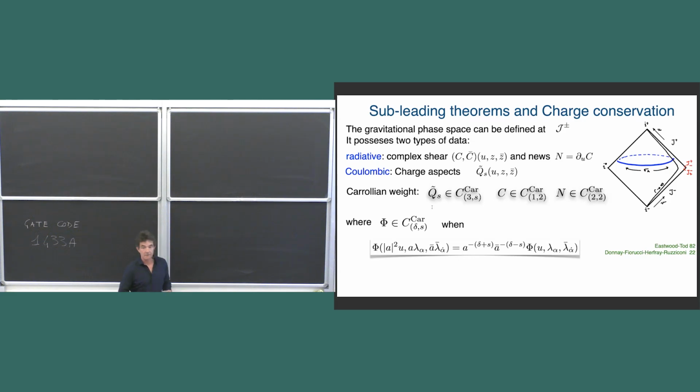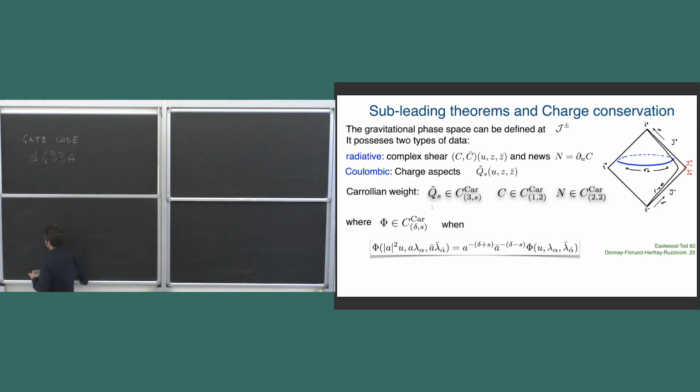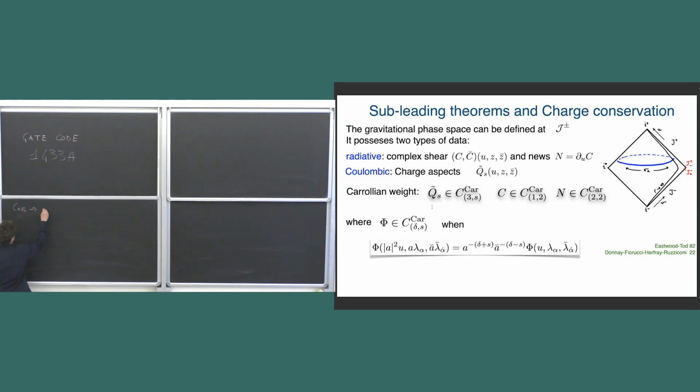Which is a pair of, a complex shear. I mean, usually the shear is viewed as a tensor, right? But then you can view it, if you contract with C_{zz} and C_{z̄z̄}, as a pair of complex scalars. So that's the language I'm going to use once you use the complex structure on the sphere here. And then the news, which is just the time derivative of the shear. Okay, so this is the radiative data, but that's not all the data you need at infinity.